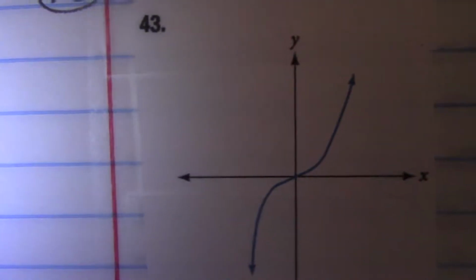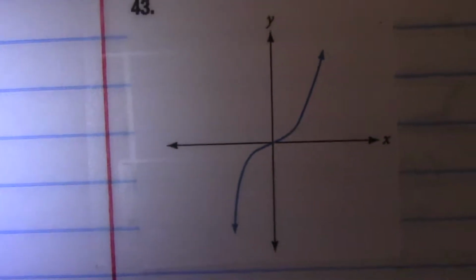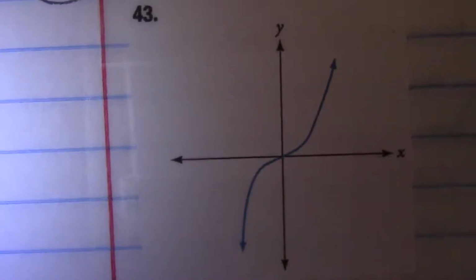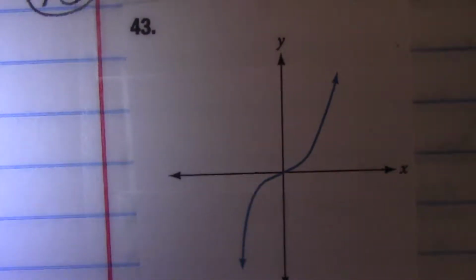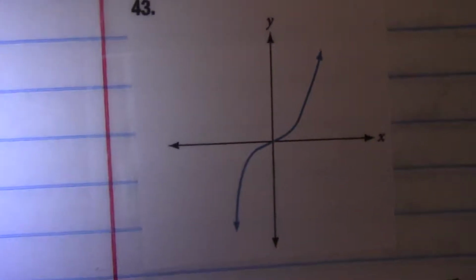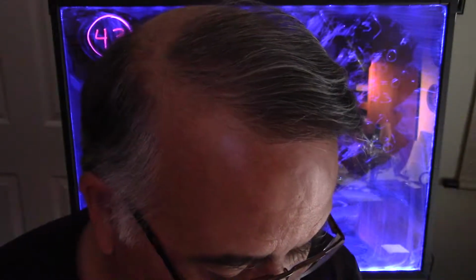Number 43. Here's our graph. Note that there are no turning points because it's always increasing. A turning point occurs when you have increasing changing to decreasing, or the other way around. All right. This one is always increasing. So there are no turning points. So it is a polynomial. It's nice and smooth. It's continuous. But 0 turning points, which means it has a degree of at least 1.